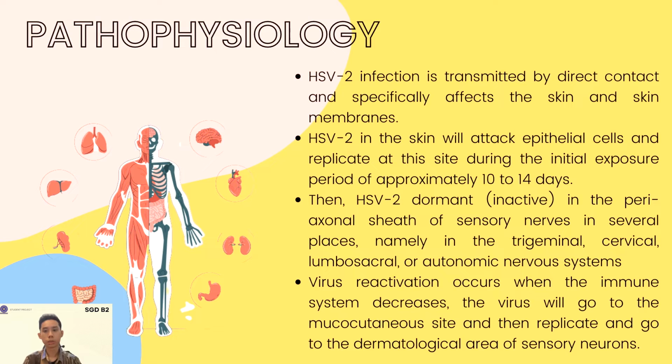Then the virus will become dormant or inactive in the periaxonal sheath of sensory nerves in several places, namely in the trigeminal, cervical, lumbosacral, or autonomic nervous system. The virus will reactivate when the immune system decreases, and the virus will go to the mucocutaneous site and then replicate and go to the dermatological area of sensory neurons.